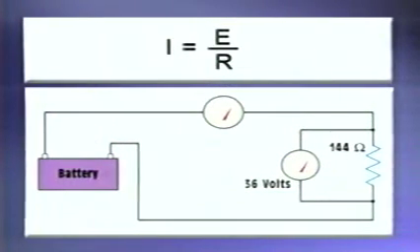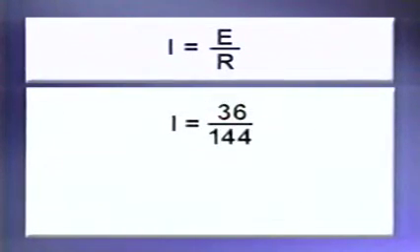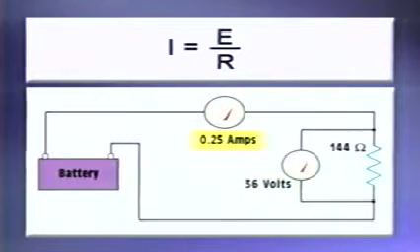After determining the proper formula, substitute the values in the problem for the letters in the formula. The letter E is replaced with 36 because the battery has a voltage of 36 volts, and the R becomes 144 because the resistor has a value of 144 ohms. 36 divided by 144 is 0.25. There is a current flow of 0.25 amperes in this circuit.